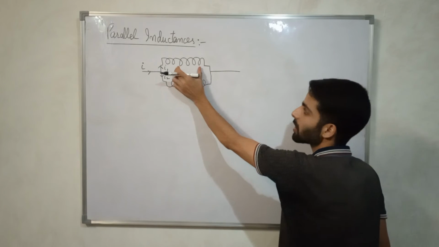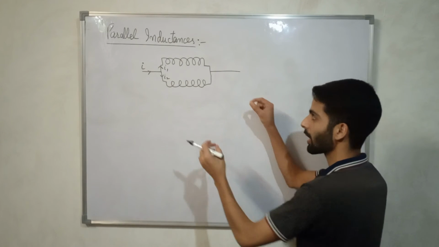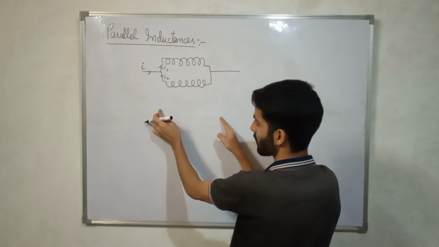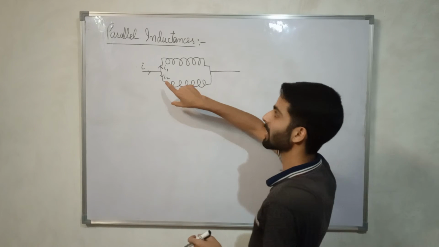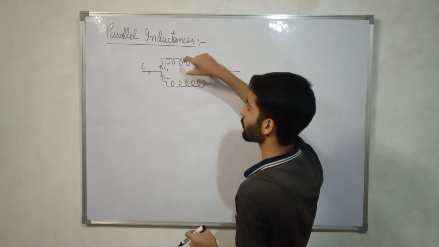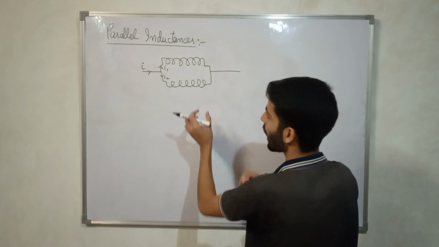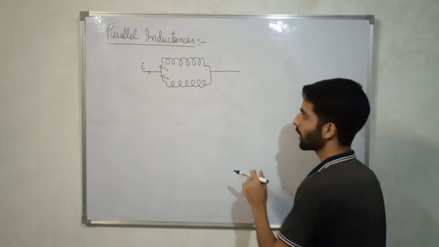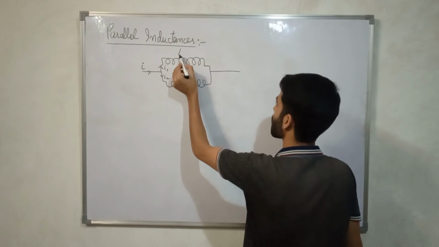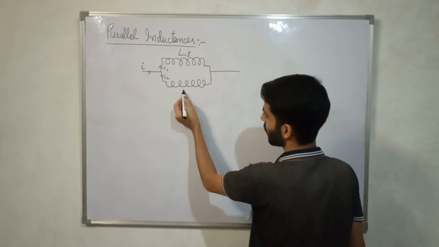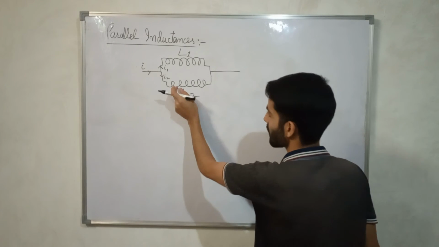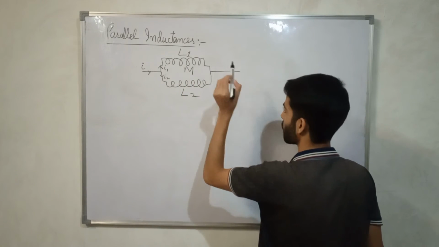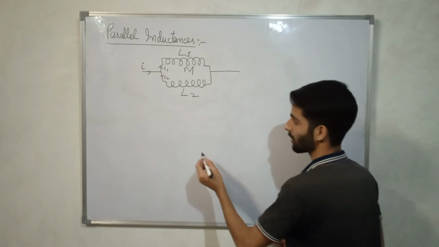The voltage across both those two inductances will be the same because they are tied to the same ends, so the voltage will be across those two ends. The voltage across those two will be the same, but the current will be different according to the parameters of those inductors. Let this have L1 as self inductance, L2 as self inductance here, and the mutual inductance between them is M.